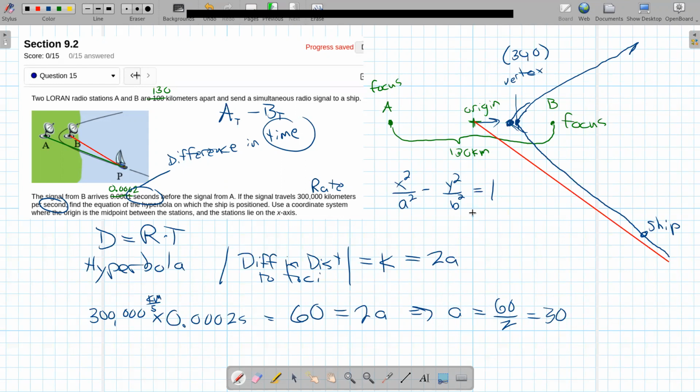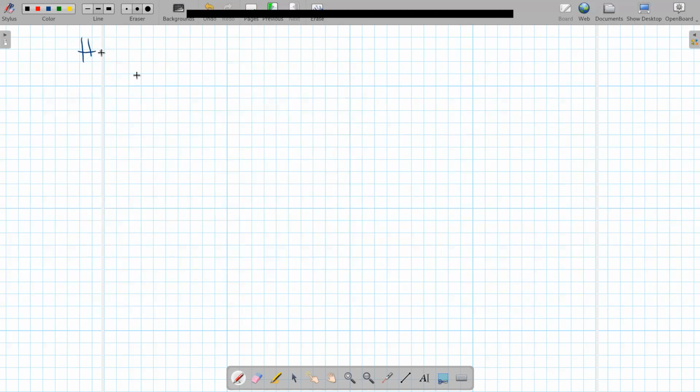Next, we need to find our B. And since we know the focal point, we can find our B. So that's not too bad. All right, so let me see. Can I fit that on this page? Not really. So we know for this hyperbola that the distance between those two focal points was 130. So from the origin, the distance to one of them, that's our value for C, is 65 kilometers.